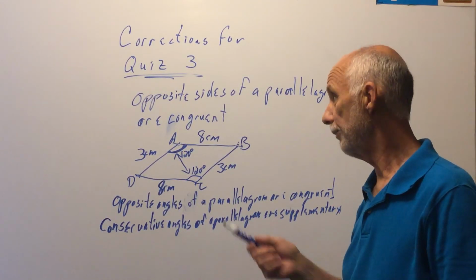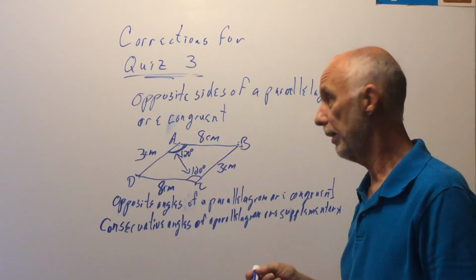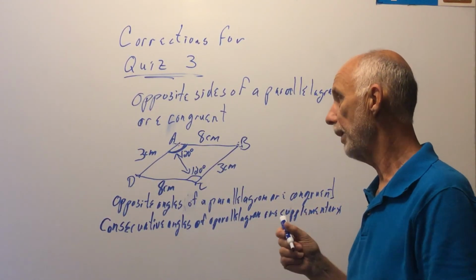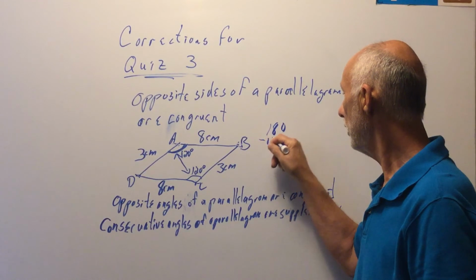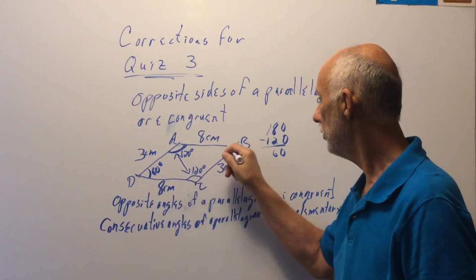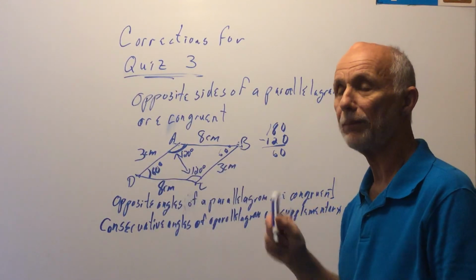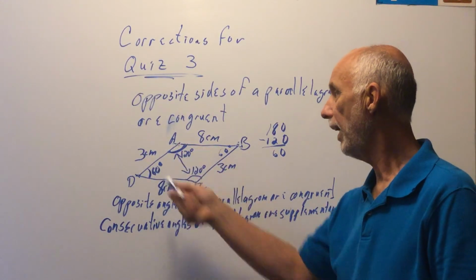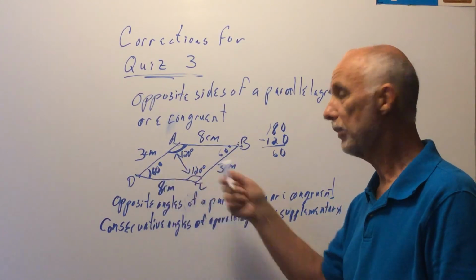You say, well, they're all consecutive. No, C is not consecutive. C is opposite. But B and D are consecutive. So if I knew this was 120, how could I find this one? I'll give you a hint, they're supplementary. And if they're supplementary, you take 180 minus 120 and that tells you that this is 60. And this is 60. These have to both be 60 because they're opposite angles, and opposite angles are congruent. And they both have to be 60 because they're both consecutive angles to A, and that means they're supplementary. They're consecutive to C too, and they're supplementary.